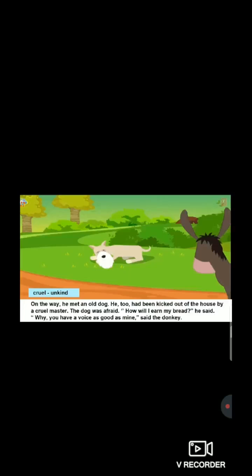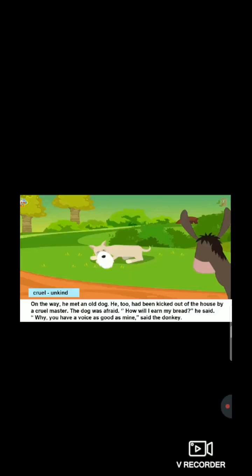On the way, he met an old dog. He too had been kicked out of the house by a cruel master. The dog was afraid. Students, as you know, the dog is also kicked out by the cruel master, right? So the dog was afraid. And he is thinking, how will I earn my bread? Means, how will I earn my food? Because my master has also kicked me out of the house.